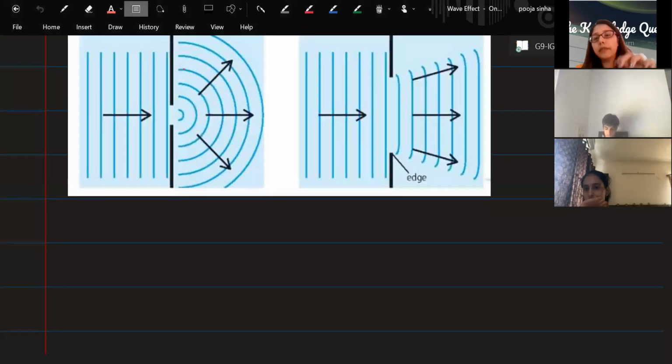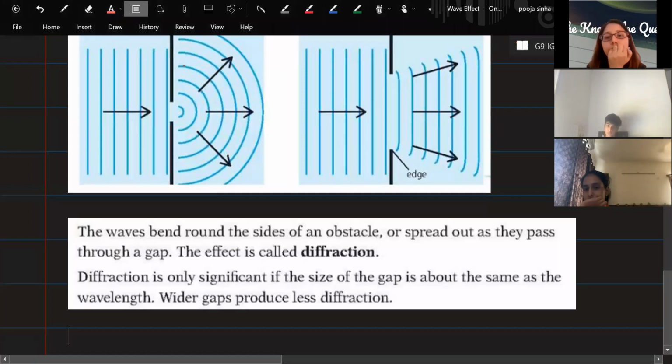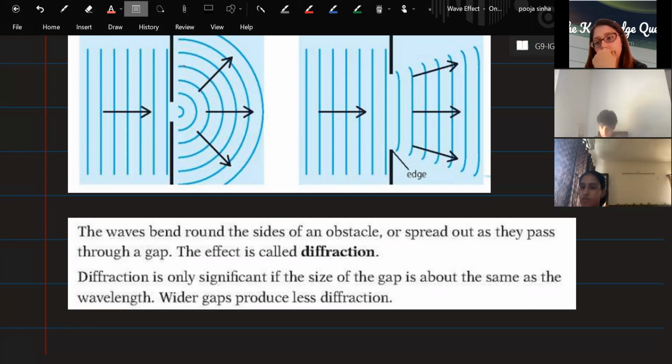If I wanted more diffraction in the second case, then what do I do? If I want more diffraction, case number 2, what do I do? Lessen the gap in the waves. Lessen the gap in the waves or lessen the gap of the obstacle? If you can lessen the gap in the obstacle, then do that. I can lessen the gaps in the obstacle. What else can I do?